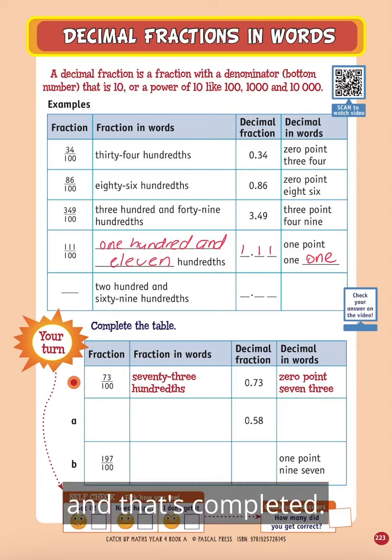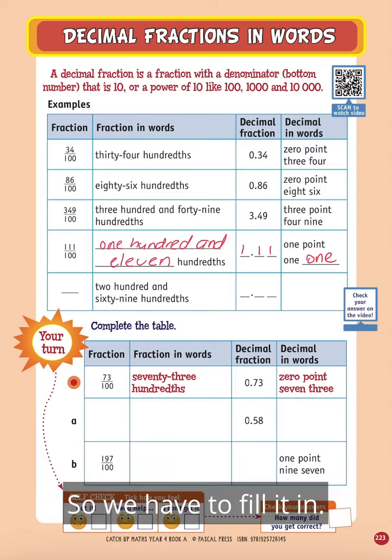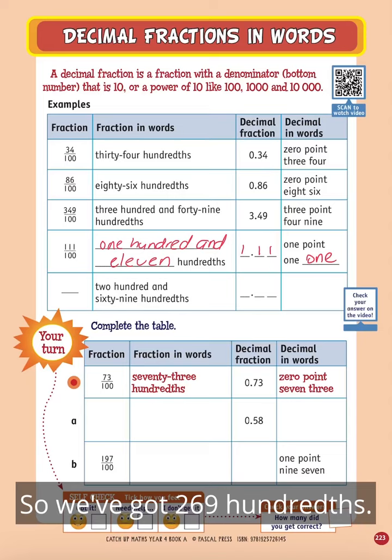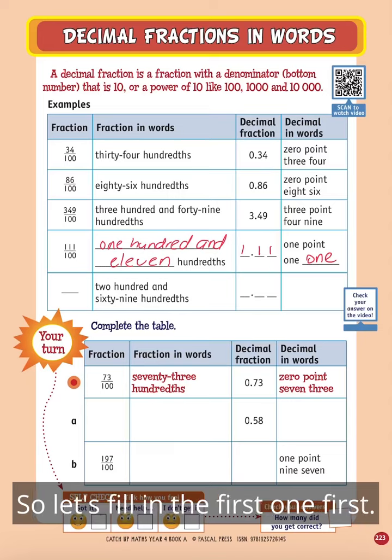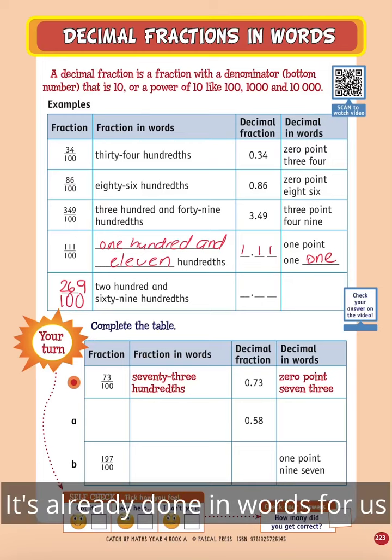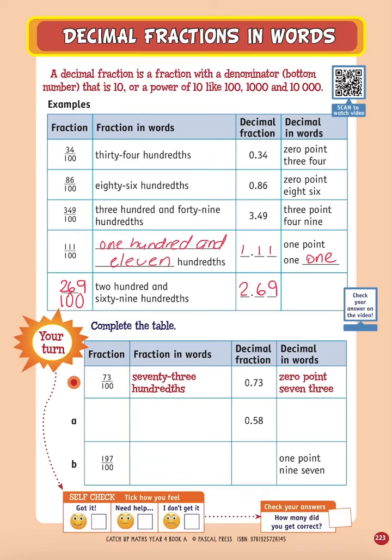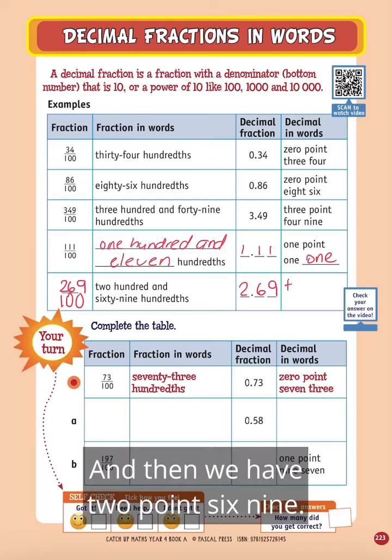And that's completed. Now the next one doesn't have very much information at all, so we have to fill it in. So we've got 269 hundredths. Let's fill in the first one first: 269 hundredths. It's already done in words for us, but we're going to put a 269 in here. And then we have 2.69.